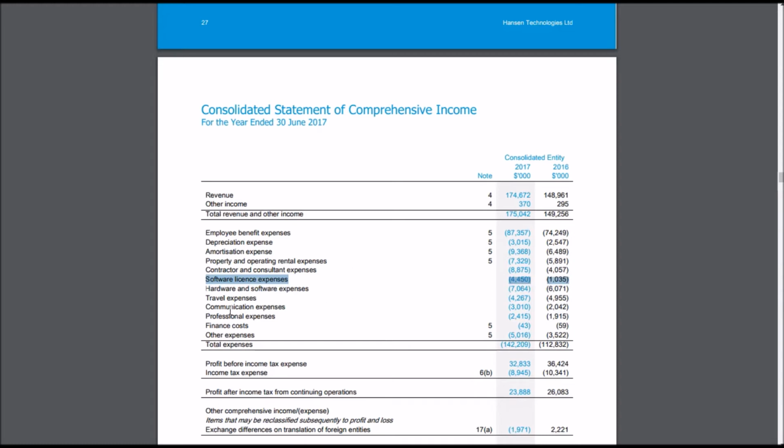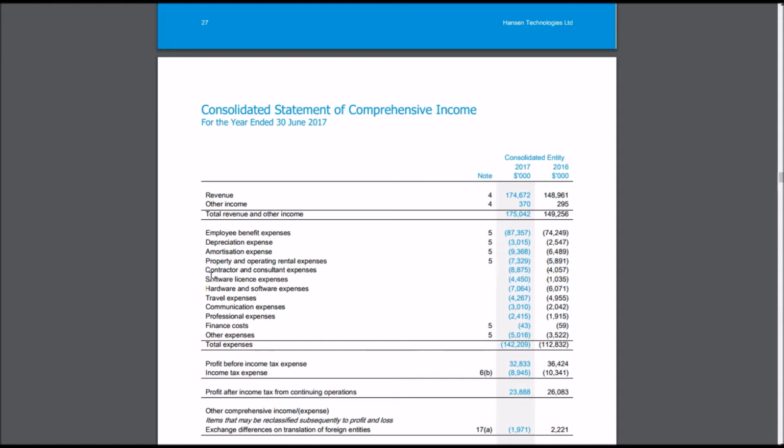And also, what was it? The professional? No, there's one other cost there that went up quite significantly. Can't think which one it was now. Oh, yeah, the contract and consultant expense, which had gone from 4 million to 8.8 million. And there were no notes there to read about that.